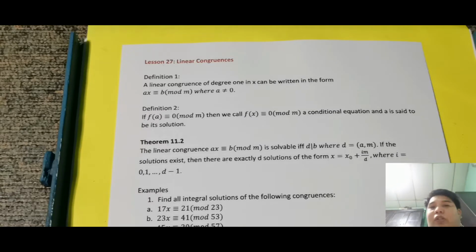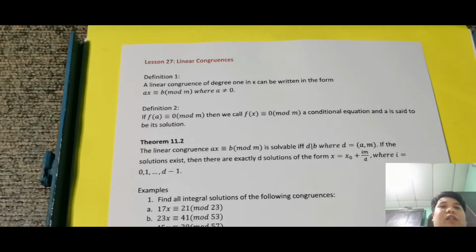Okay, so let's have definition number 1. A linear congruence of degree 1 in x can be written in the form ax congruent to b mod m where a is not equal to 0. So ayun yung linear congruence. Kung may linear equation tayo, may linear congruence din tayo. Ang goal dito is to find the value of x. Anong klaseng value na x na kung saan sinasatisfy yung ating linear congruence? Check natin mamaya kung anong klaseng value yan.